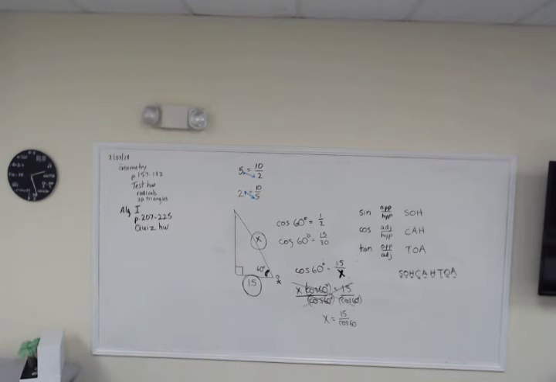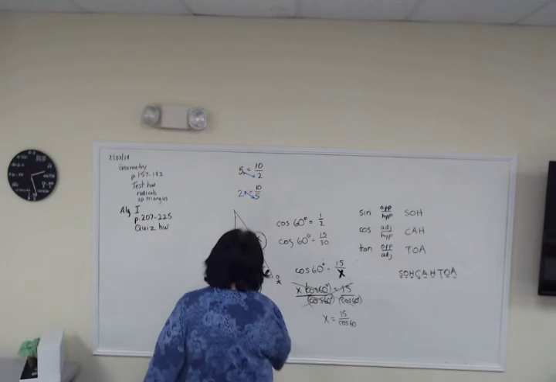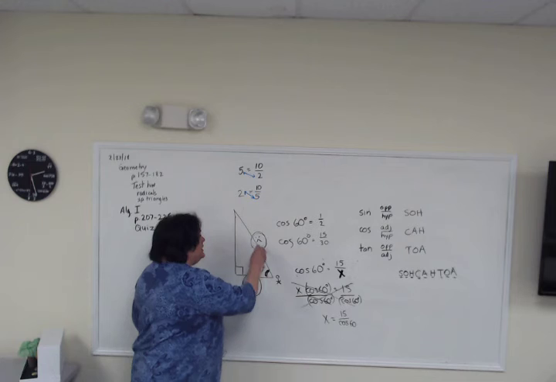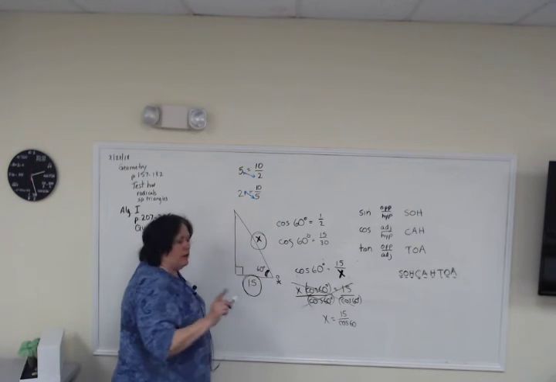No, 30. What did you get? 30. And we know that's true, don't we? Because when we have a 30, 60, 90 triangle, whatever our short leg is, this one is double. That's programmed into your calculator.